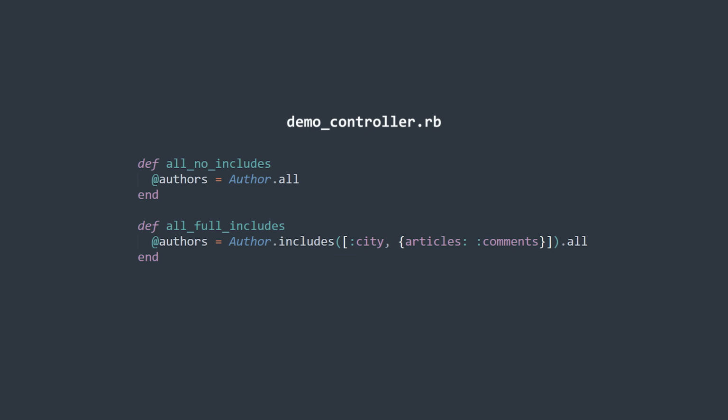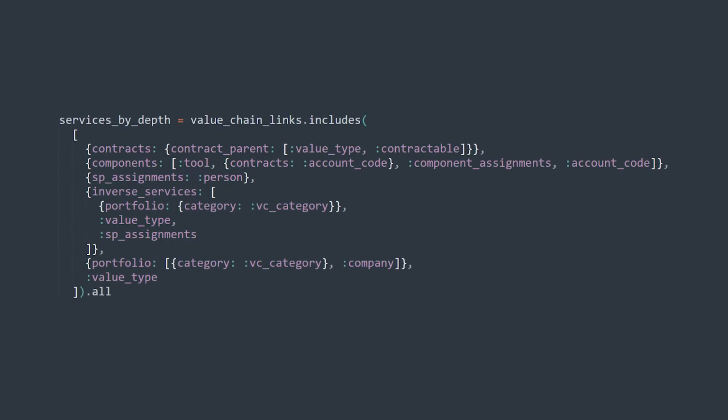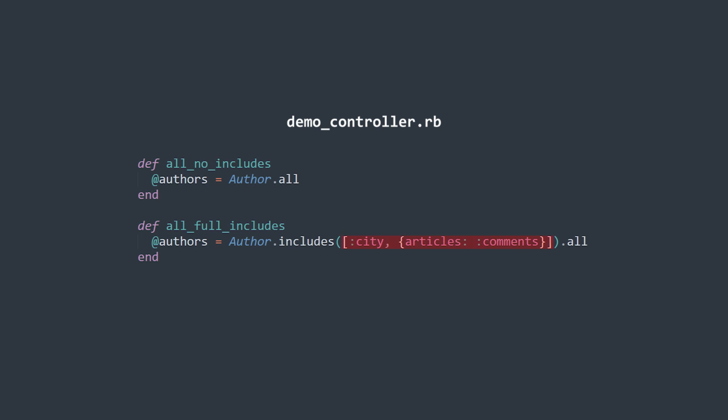The syntax for including multiple levels of a hierarchy takes some getting used to, but it's pretty straightforward. We want to include the author's city and their articles, and we want to include the article's comments. Includes calls can get very complicated and still work. Here's an example from an app I'm working on. Let's see what kind of queries we get with this include statement.